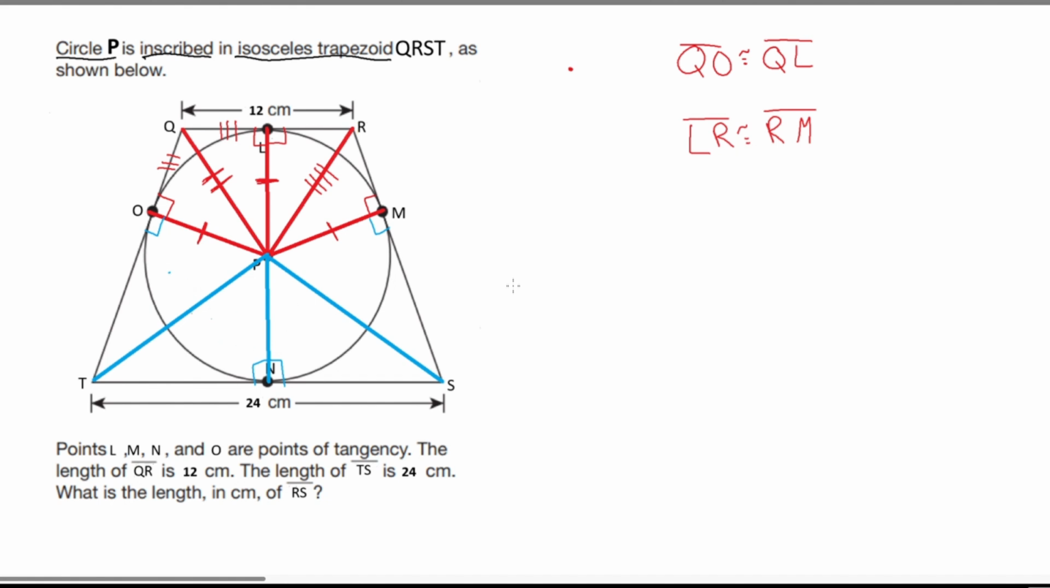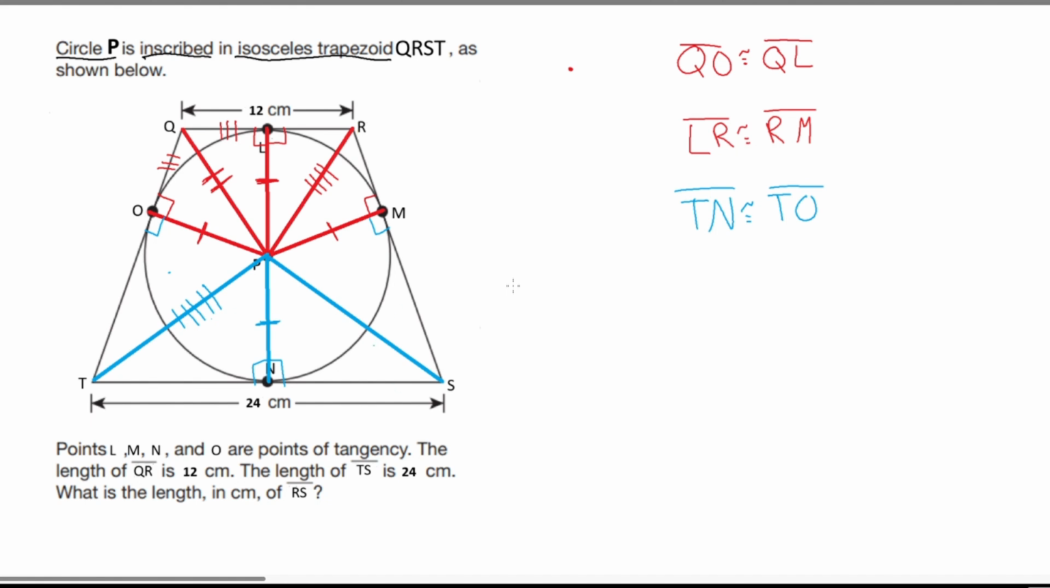So what we have here is a common side over here, TP, and we have again a radius over here, NP, and since we have a hypotenuse and a leg as well as a right angle for both triangles that are congruent, TN must be congruent to TO. So let's write that down. TN is congruent to TO.